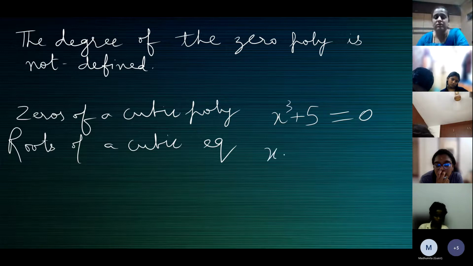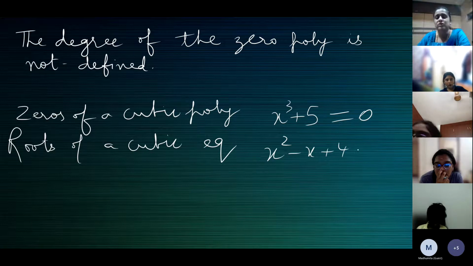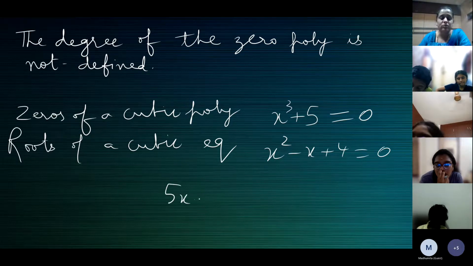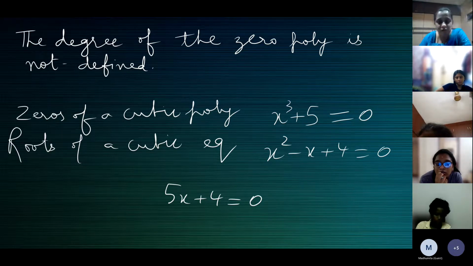Now, when you write x squared minus x plus 4, this is a quadratic polynomial. When you equate it to 0, it's a quadratic equation, that's all. When you equate the polynomial to 0, it's an equation. If it's a linear polynomial, like 5x plus 4, when you equate it to 0, it's called a linear equation. Equate it to 0 meaning when you say is equal to 0.